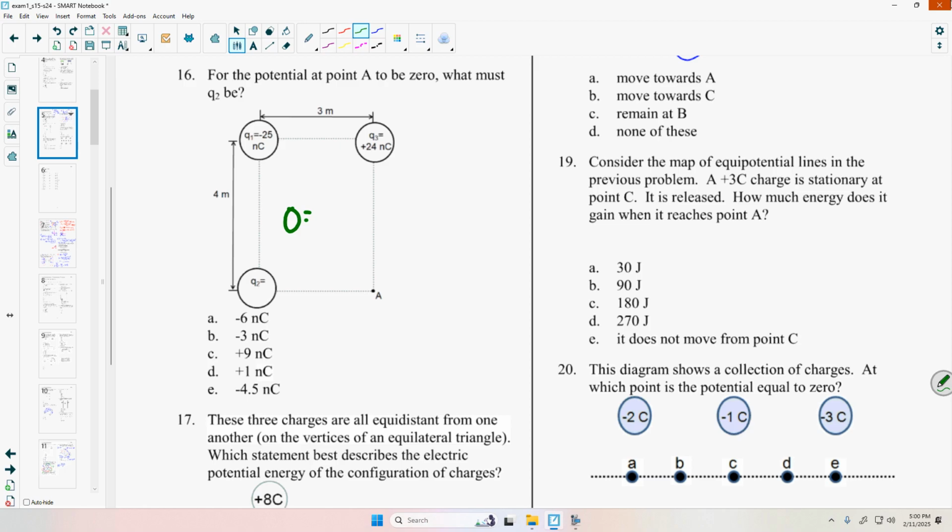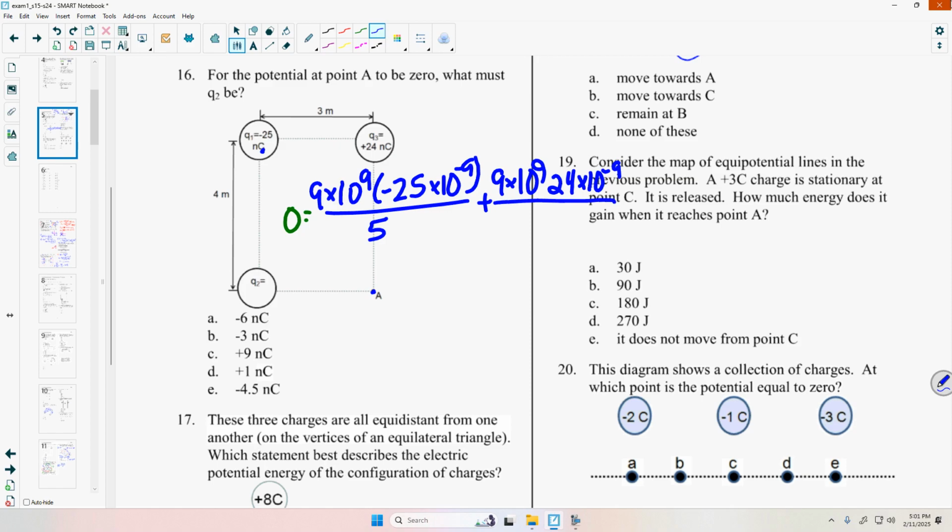Let's just determine, so V1 is going to be K times -25. Let's write out the numbers. So that's 9 times 10 to the 9th times -25 times 10 to the -9 divided by the distance, which is 5. This is potential, so it's not squared, it's just 5. That's the distance from here down to point A. I did the Pythagorean theorem to get that. Plus 9 times 10 to the 9, 24 times 10 to the minus 9 divided by the distance, which is 4.